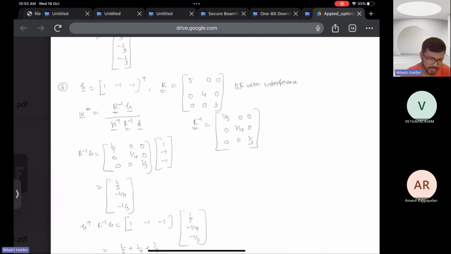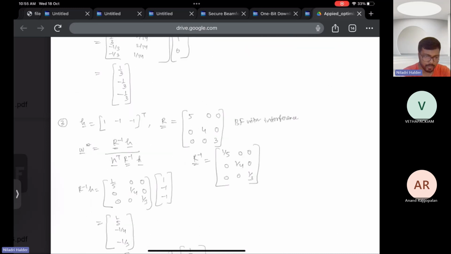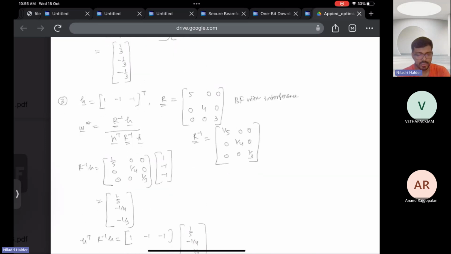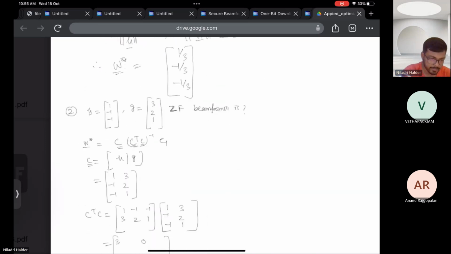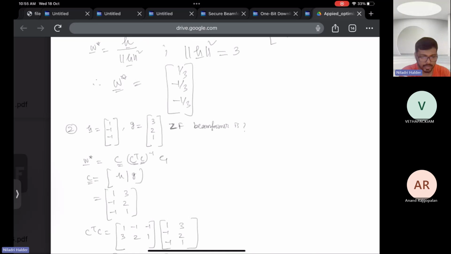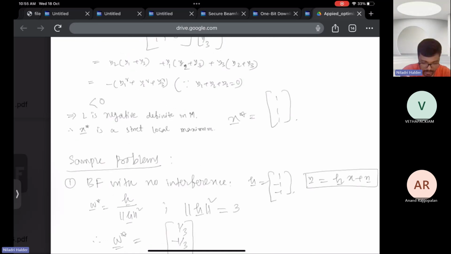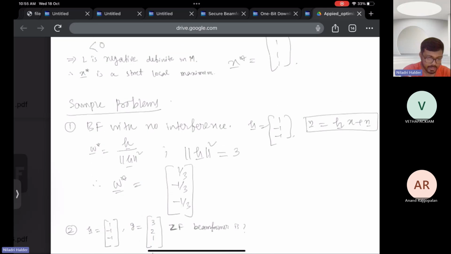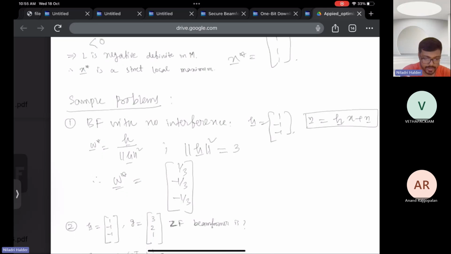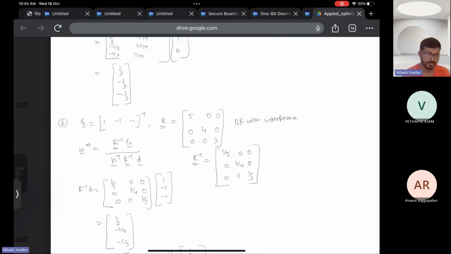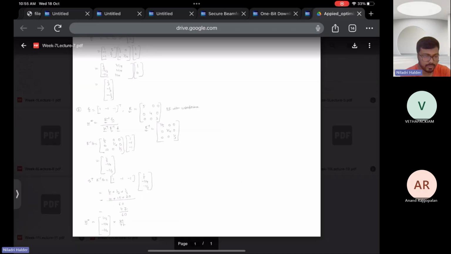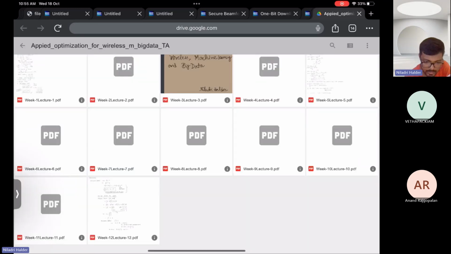Okay, so these are the beamforming questions. Just putting those formulas and putting those values, you will get the solution. There are three questions: one is zero forcing beamforming, then beamforming with no interference, and beamforming with interference. Three questions are there. So we just put those values. Then lecture 8.